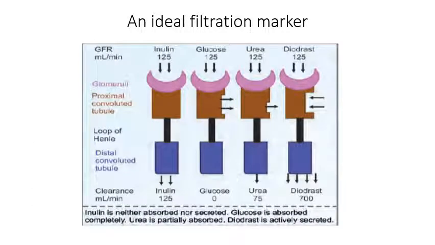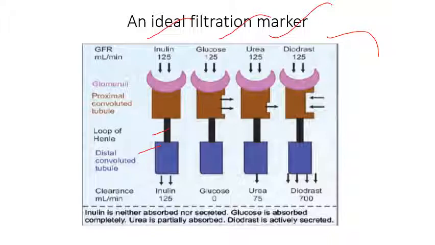So here you can see the figure which is taken from your own textbook, which expresses the filtration rate of various substances: first inulin, then glucose, urea and diodrast. Here the pink color represents the glomeruli, then the PCT, then the loop of Henle in black, then the DCT in blue. So here you can see that inulin is neither absorbed or secreted from the PCT or DCT.